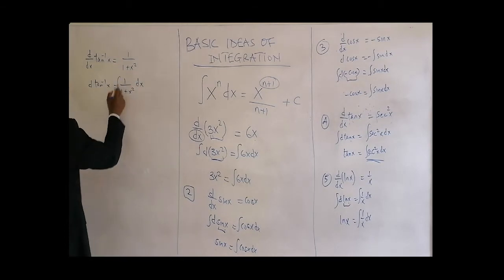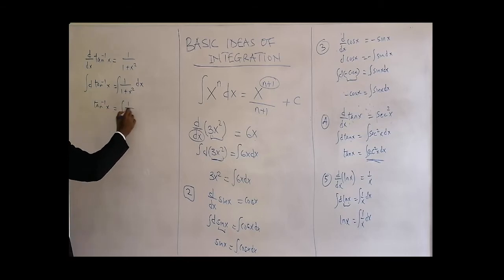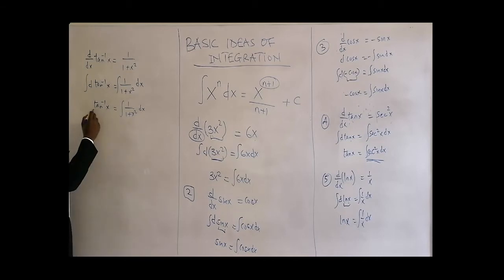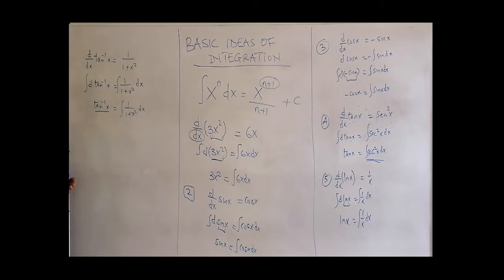Can you integrate both sides? Integrate both sides. So the integral of d of a function is that function. Arctan x equals what? The integral of 1 over 1 plus x squared dx. So the integral of 1 over 1 plus x squared is equal to what? Arctan x. You can see from left to right, and then the right also giving you back your left.